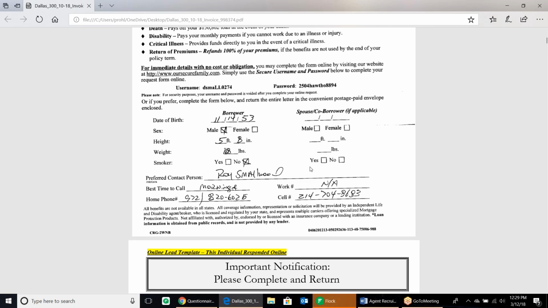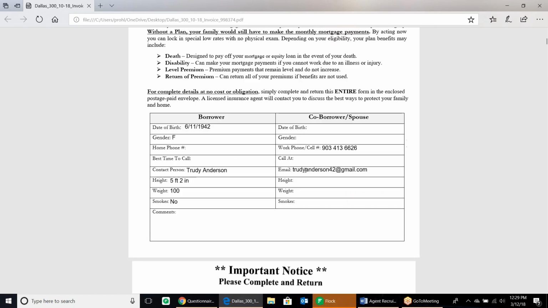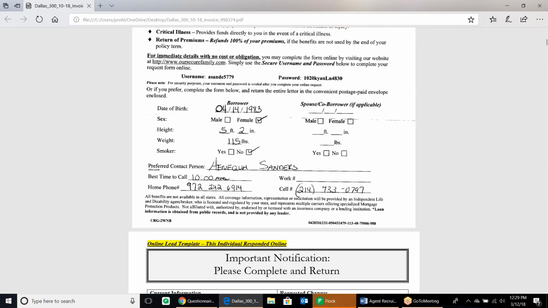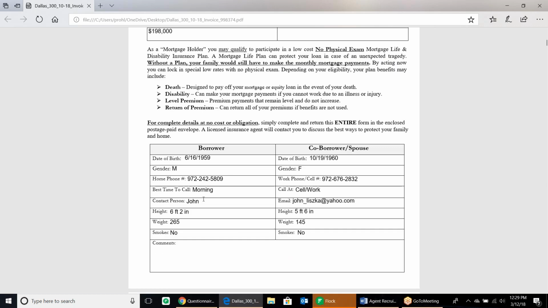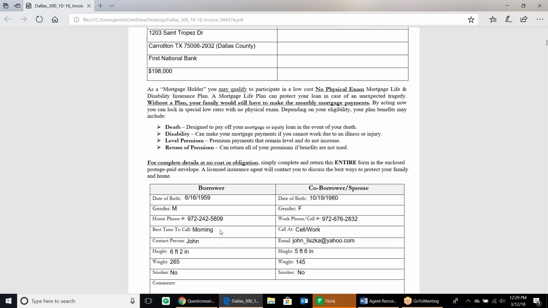So again, you're also going to notice on these leads that mornings are good. Let's take a look at another one here. 10 o'clock is good. Mornings are good. That doesn't necessarily mean you can only call them in the morning. Call them anytime. If you receive this lead at 5 o'clock at night, for John and Donna, call them at 5 o'clock at night, even though it says morning. Morning is going to tell you that that is the best time for them to meet with a representative.